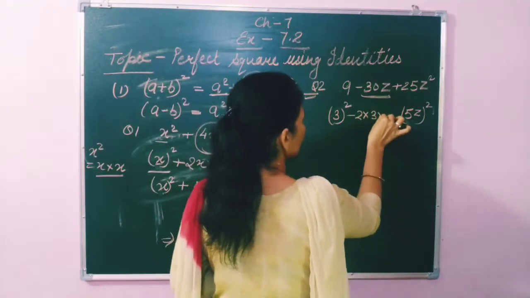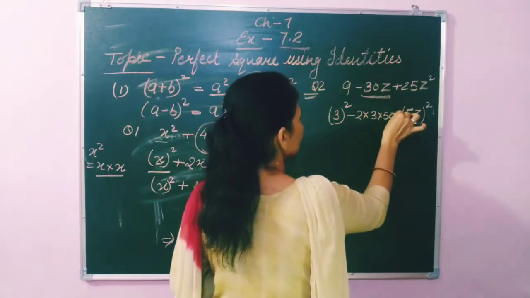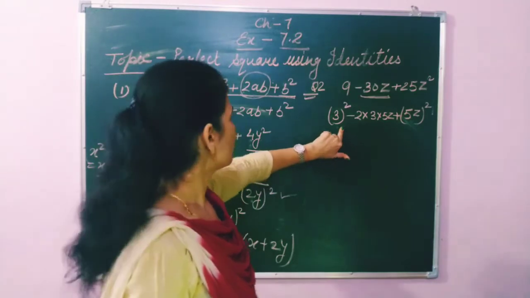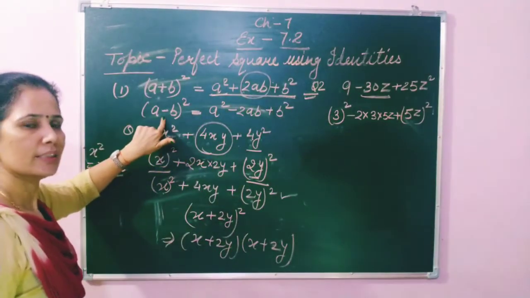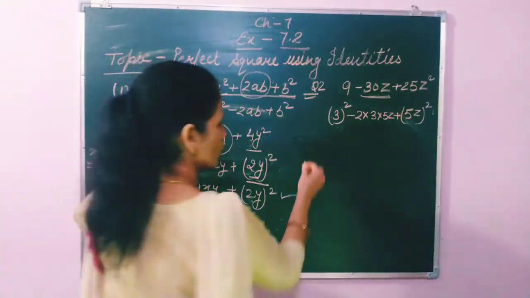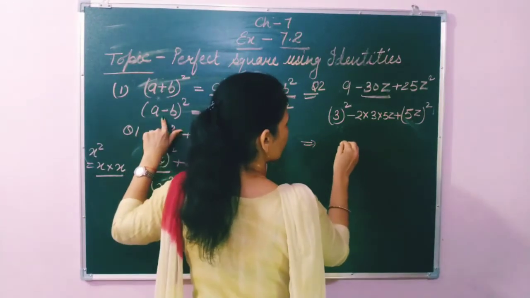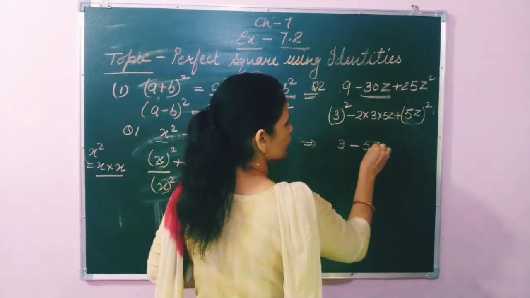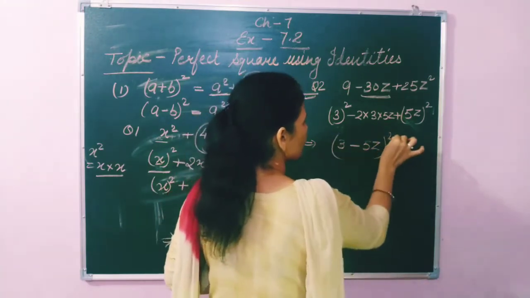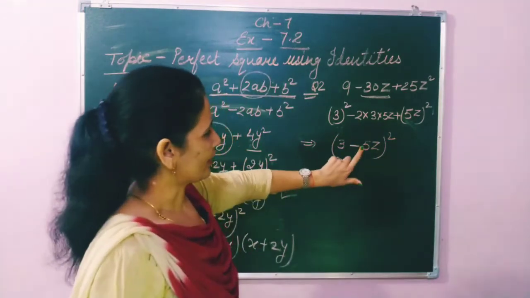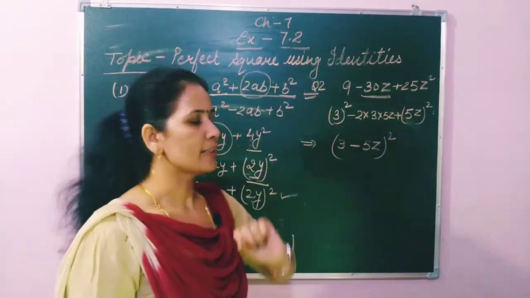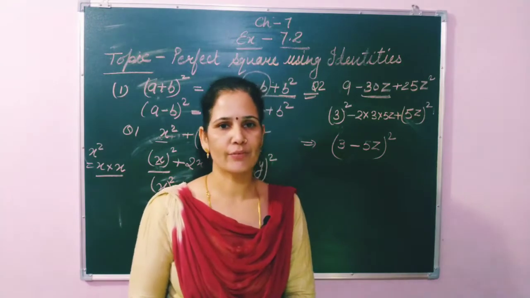2a, that means 3, b, that means 5z, and the sign between them is plus. So this expanded form satisfies the identity (a minus b) whole square. Here we can write a, that is 3, minus b, that's 5z, and it's whole square. When we open and solve this, we will get the same answer: 9 minus 30z plus 25z square.